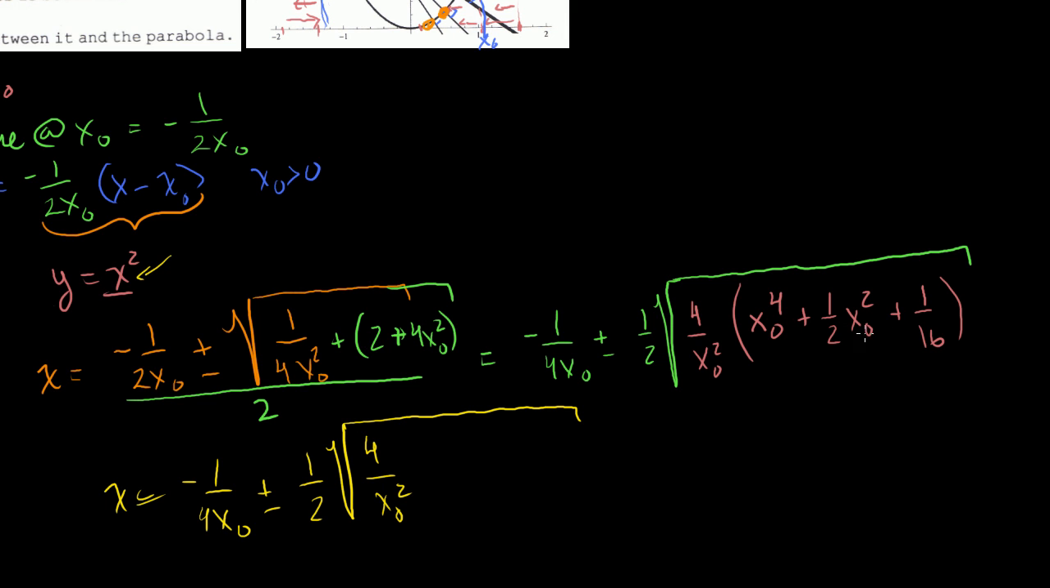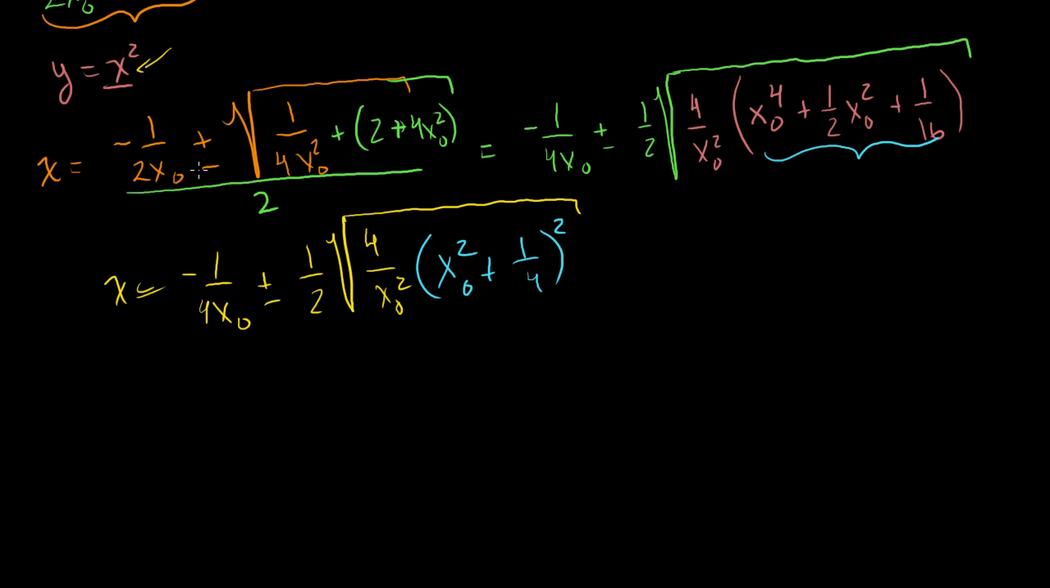Now what's this? This is actually, lucky for us, a perfect square. I won't go into the details because then the video will get too long, but I think you can recognize that this is x naught squared plus 1/4. If you don't believe me, square this thing right here, and you'll get this expression right there. Luckily enough, this is a perfect square, so we can take the square root of it. And so we get the points at which the normal line and our parabola intersect. This is quite a hairy problem.